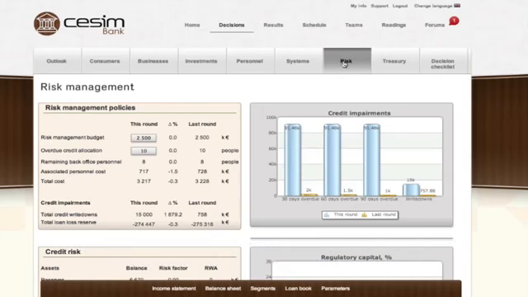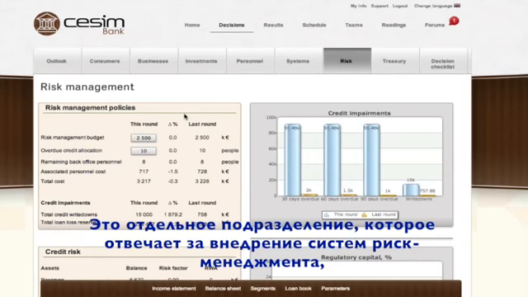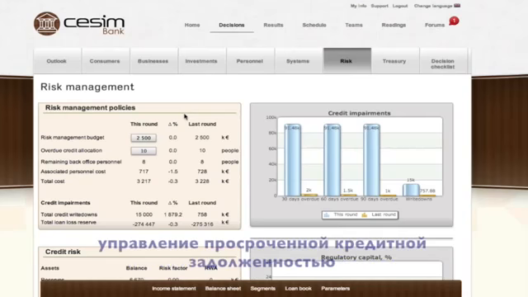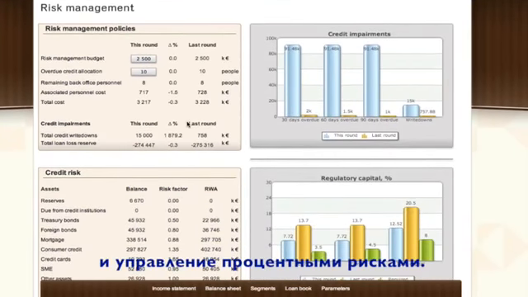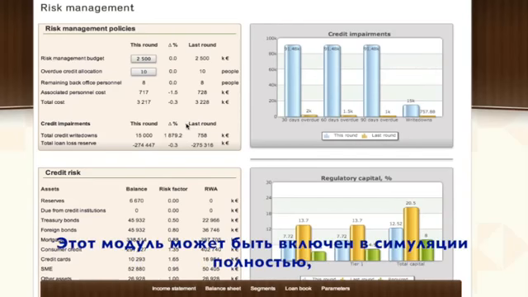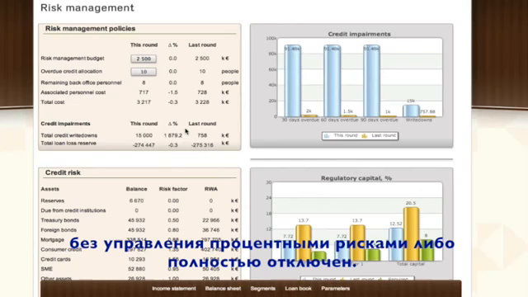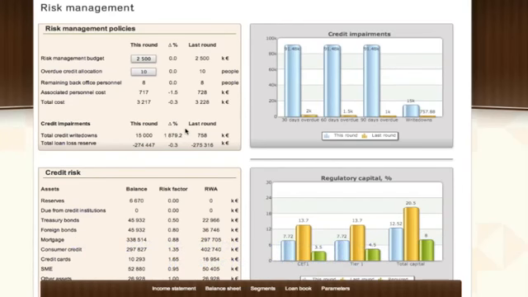Risk management forms the third back-office function of your bank. It is a separate unit responsible for implementing risk management systems, risk-related reporting to relevant stakeholders, overdue credit management, and interest rate risk management. Risk management is an optional module in the simulation, and as such it can be included in full, without interest rate risk management, or excluded completely.